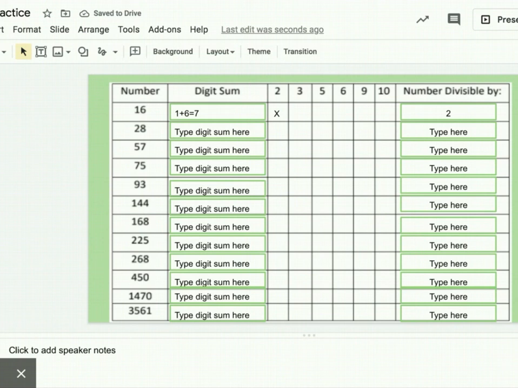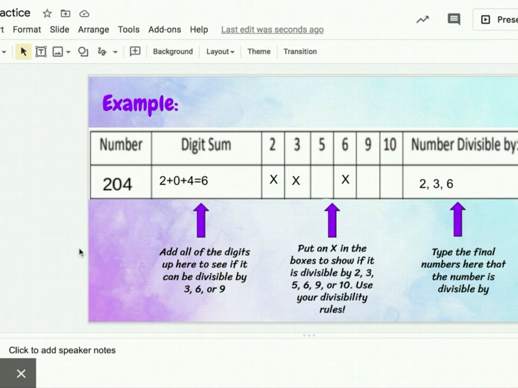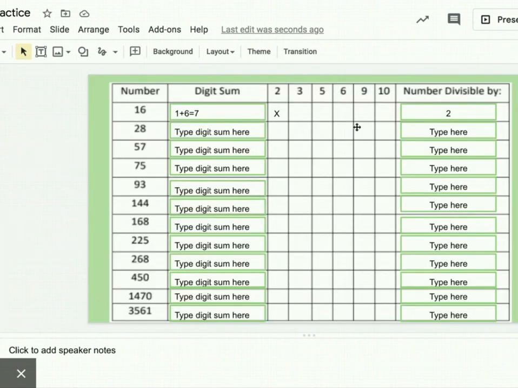So sometimes numbers are only divisible by one number. Sometimes they're divisible by multiple numbers, right? Just like in our example before, 204 was divisible by 2, 3, and 6. 16 was only divisible by 2. So make sure that you're checking the rules for all of them to figure out if it's divisible by 2, 3, 5, 6, 9, and 10, because you don't want it to just be divisible by one number if it's divisible by more than that, right?